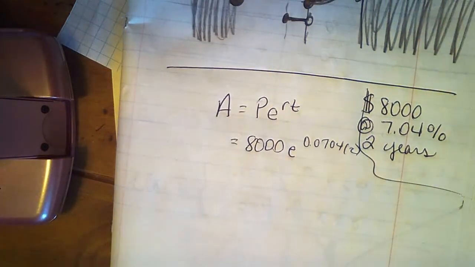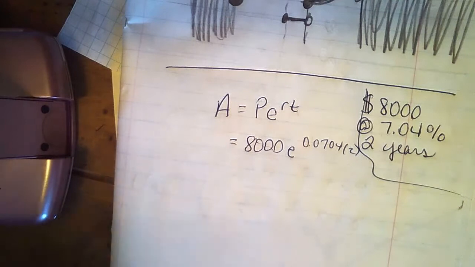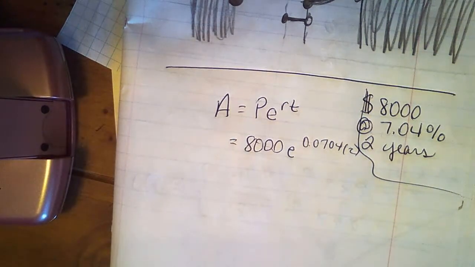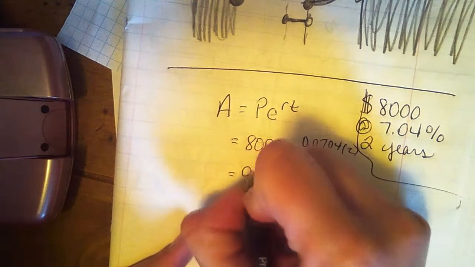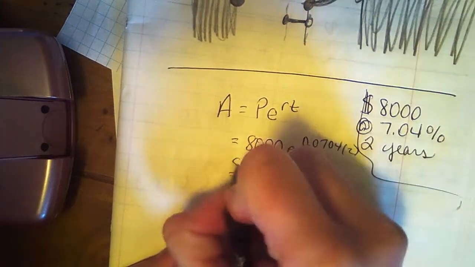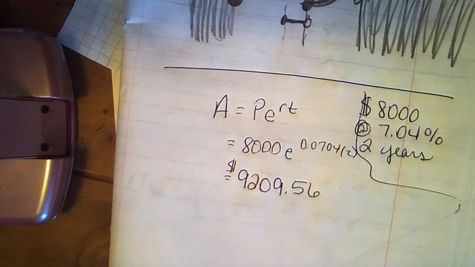And when I put that in my calculator, I have 8,000 times E to the 0.0704 times 2. And that gives me 9209.56, or 9209 and 56 cents. And again, you'll probably have to round it to dollars or something like that. I'm not sure, but it'll vary as you work through this section.